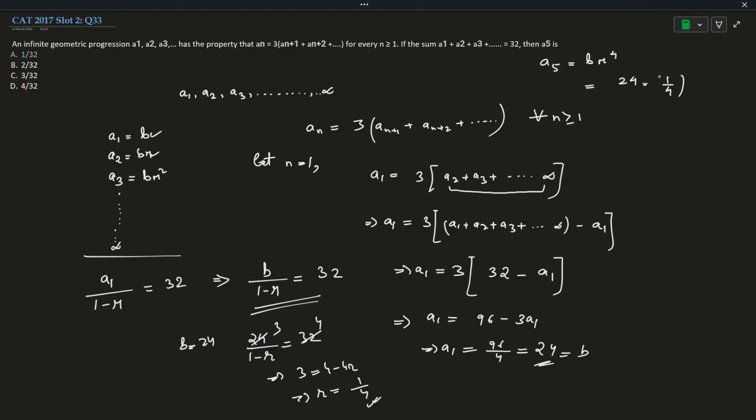1 by 4 to the power of 4. This can be written as 24 into 1 by 2 to the power 8. So 12 into 1 by 2 to the power of 7. So 2 to the power 4, right? So 3 over 2 to the power of 5. 3 by 32. So the correct answer will be option C.